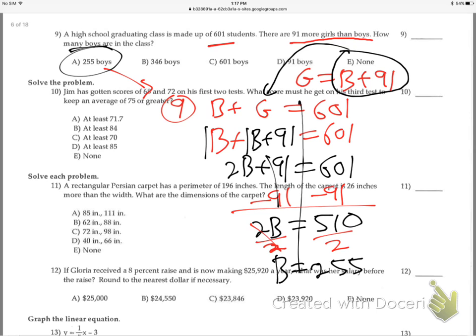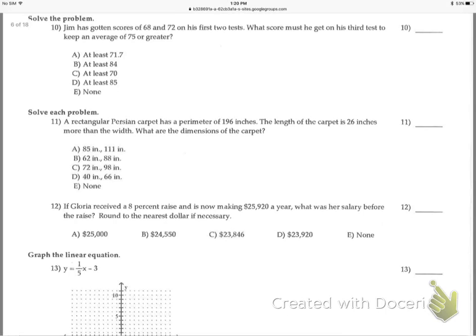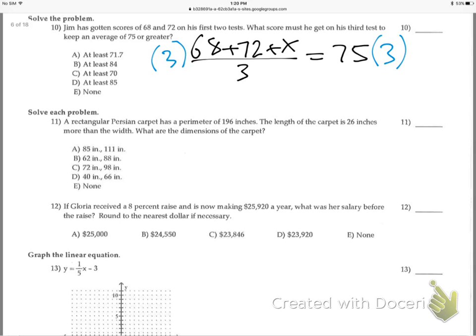Number 10. Remember the average we did yesterday? It was almost that same question, wasn't it? So you go 68 plus 72 plus x, divided by 3, to get 75, like that. Remember how you do average? You add them up and divide by 3. So there's 3, and I don't know the third test score. It's x, right? That was yesterday's quiz, wasn't it? And then how do we solve that? What do we do when you get those fractions? Multiply both sides by 3, because this is 3 over 1 and it cancels.